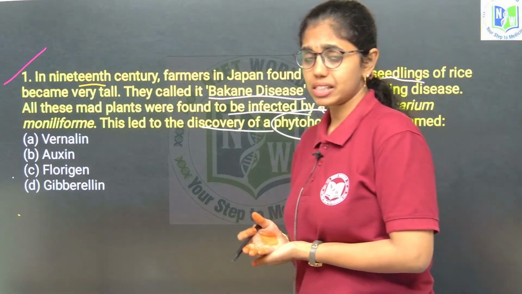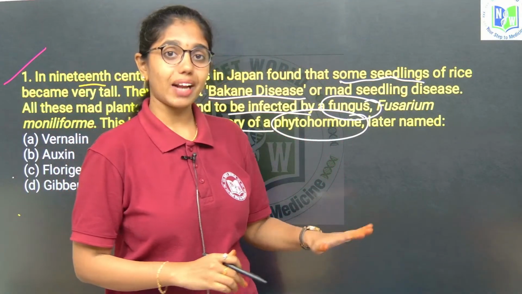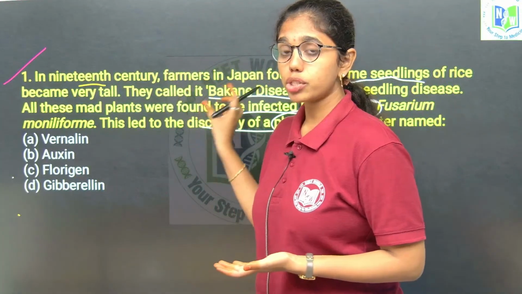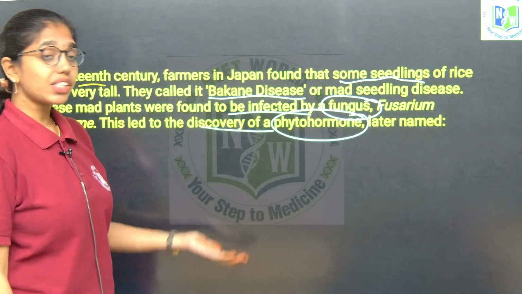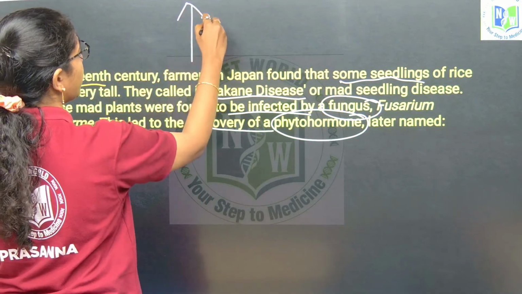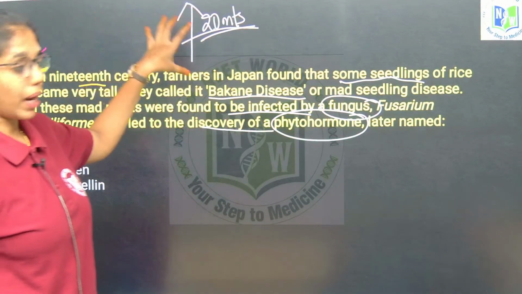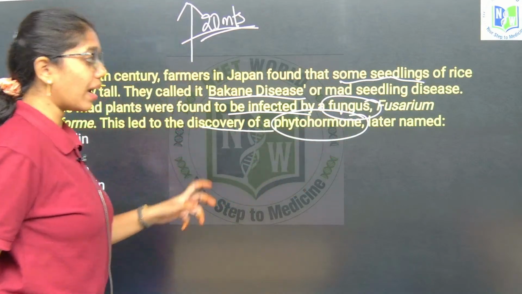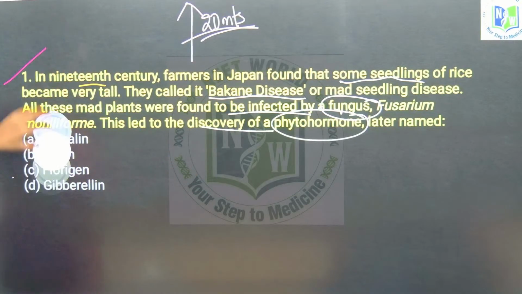So, what is this disease? First of all, what is the discovery? Usually the length of rice plants will be around 2 meters of height, but with the effect of this fungus, a drastic increase in the length of the rice plant is seen, around 20 meters height. The reason behind this increase in the length of the plant is identified as fungal infection. That fungus is Fusarium moniliforme. And what phytohormone is being asked?